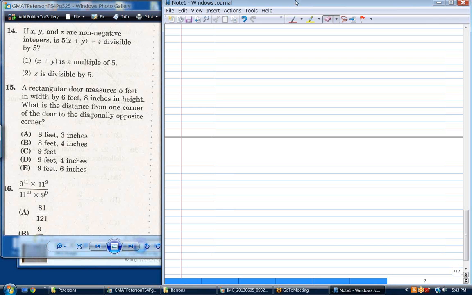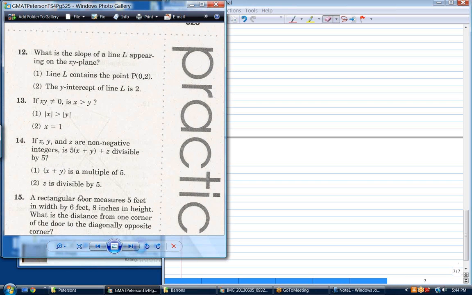Well, these data sufficiencies, the one thing I've found is that they can be demoralizing, so you want to take them lightly, especially at first. These aren't too difficult on this particular publisher's test booklet. This is GMAT questions here. So how about 14? Well, the last one we did on this test was 13.